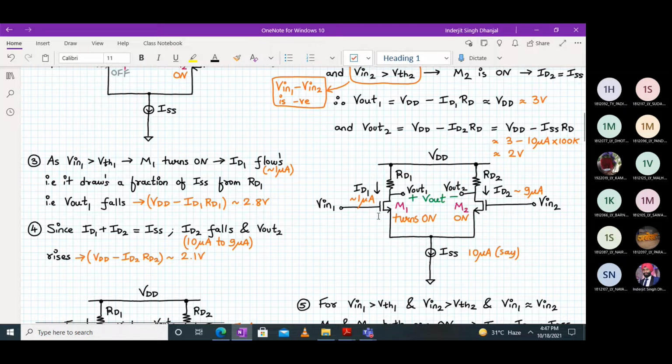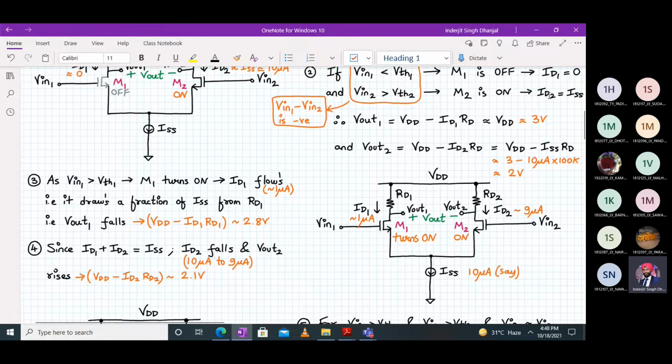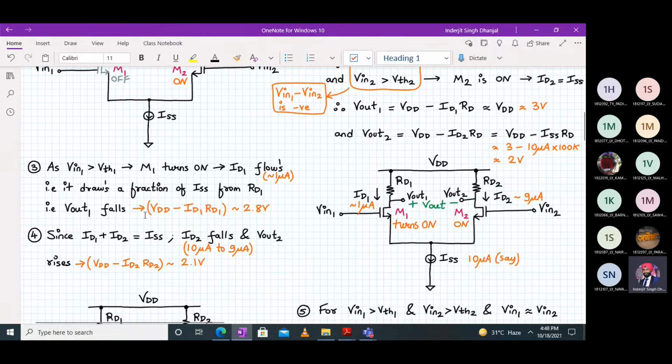So whenever my M1 transistor just turns on, it will draw a fraction of the ISS current through the RD1 resistor. A very tiny current of 1 microampere will flow through the resistor, which will create a voltage drop at Vout1. So your Vout1 level will fall down. Earlier it was 3 volt. Right now it will be VDD minus ID1 into RD1.